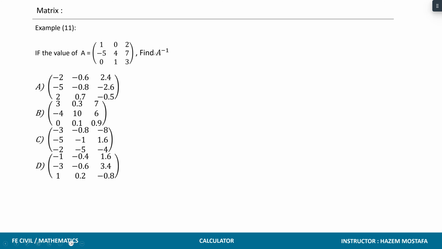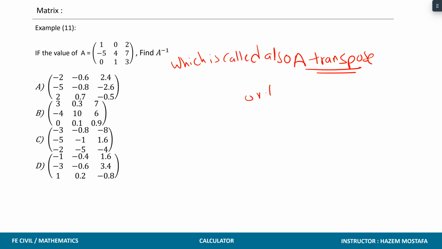If you want to get the A to the power -1, which is also called the A transpose, or the transpose of the matrix.